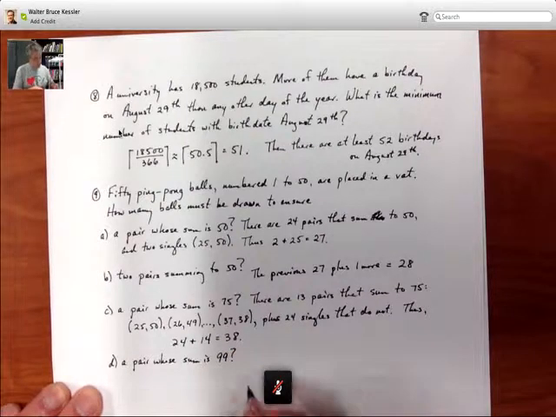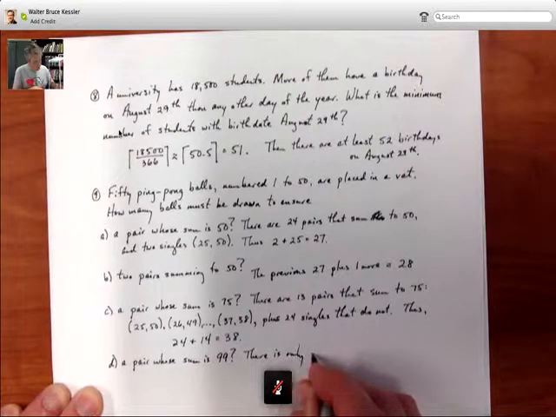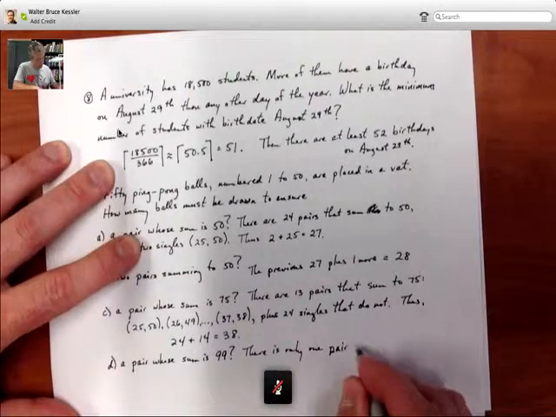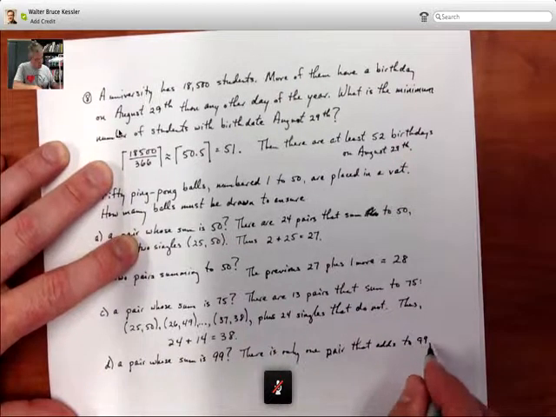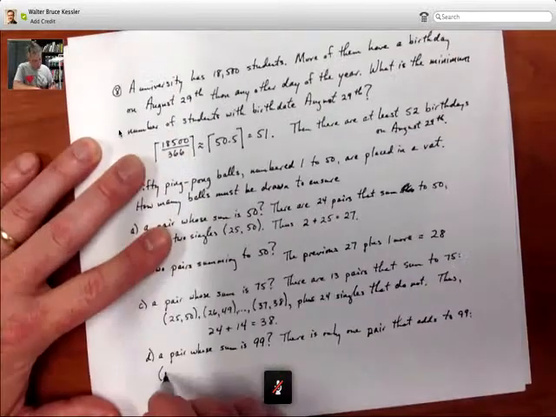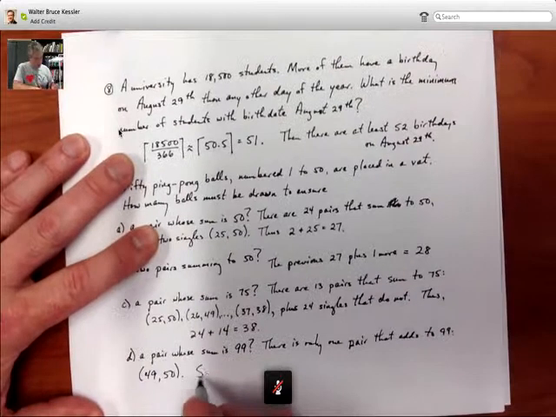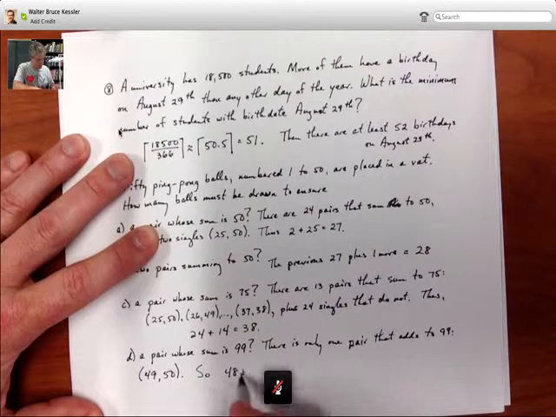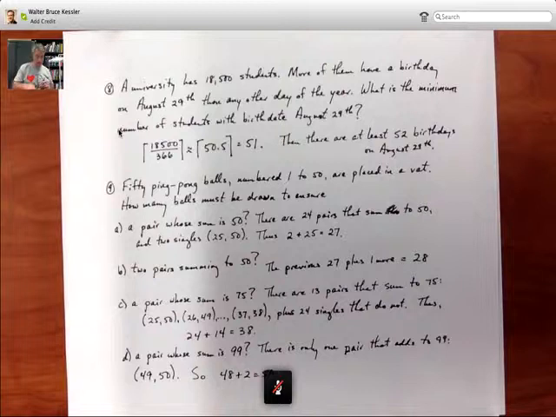Okay? And then a pair whose sum is 99, there's only one pair that adds to 99, and that pair is 49 and 50. So we'd have to get all the other 48 and then those 2, which means all of them. Okay?